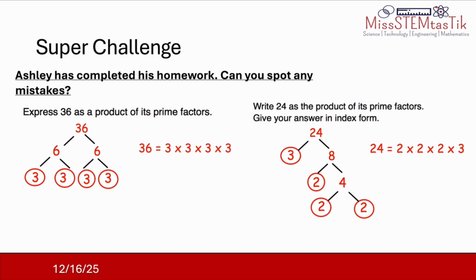Ashley has completed his homework. Can you spot any mistakes? Express 36 as a product of its prime factors. Yes, that's right. His mistake is in multiplication. 2 times 3 is 6, not 3 times 3, which is 9.